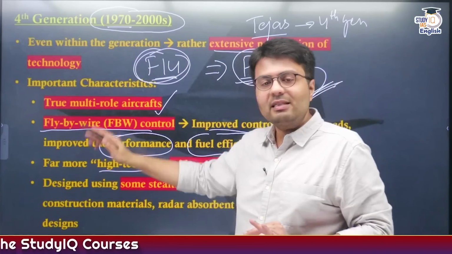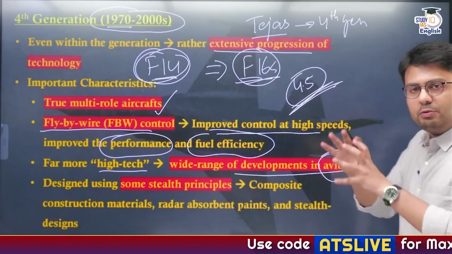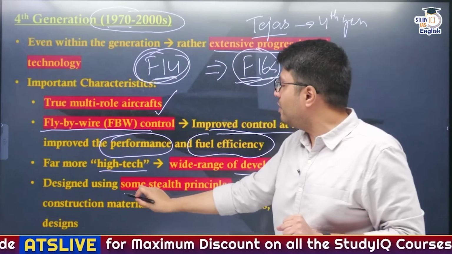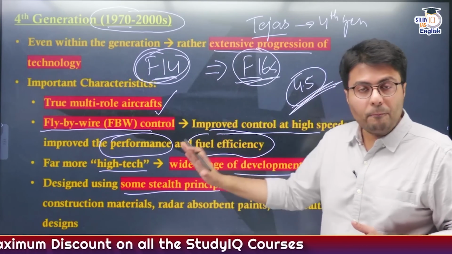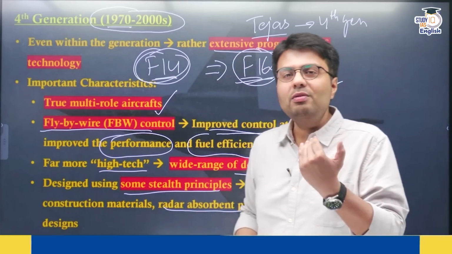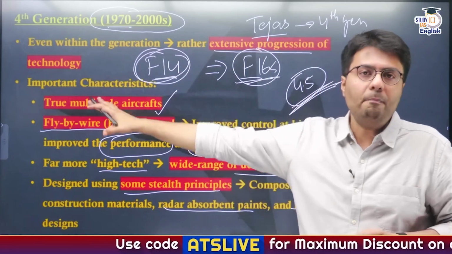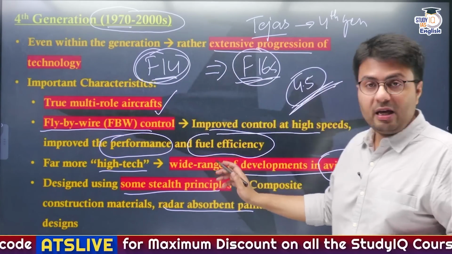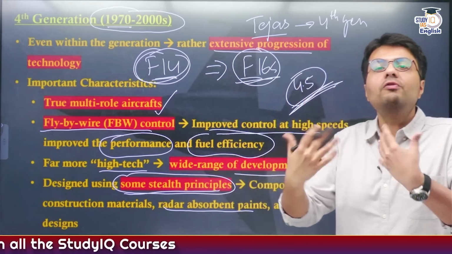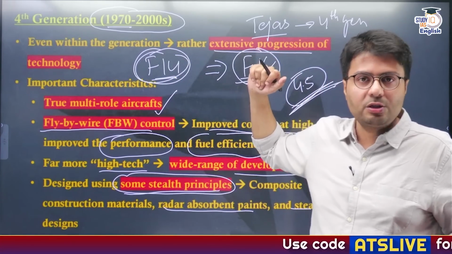Also, they are more high-tech as compared to the earlier generation aircraft. They deploy a larger number of weapons using avionics, which is basically the software that powers the aircraft. And these were designed with some kind of stealth principle. That is, they were made of composite construction materials, had radar absorbent paints and stealth design that made them some kind of stealth aircraft, which means their radar signature was lesser as compared to the previous generation aircraft. But what you need to understand is that these stealth principles were employed quite conservatively, because the technology of stealth was not developed at the time these aircraft were being developed in their respective countries.